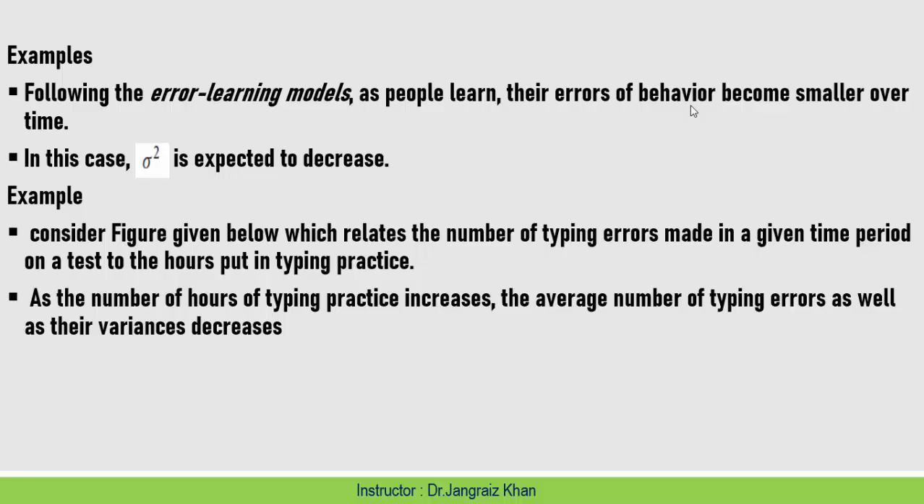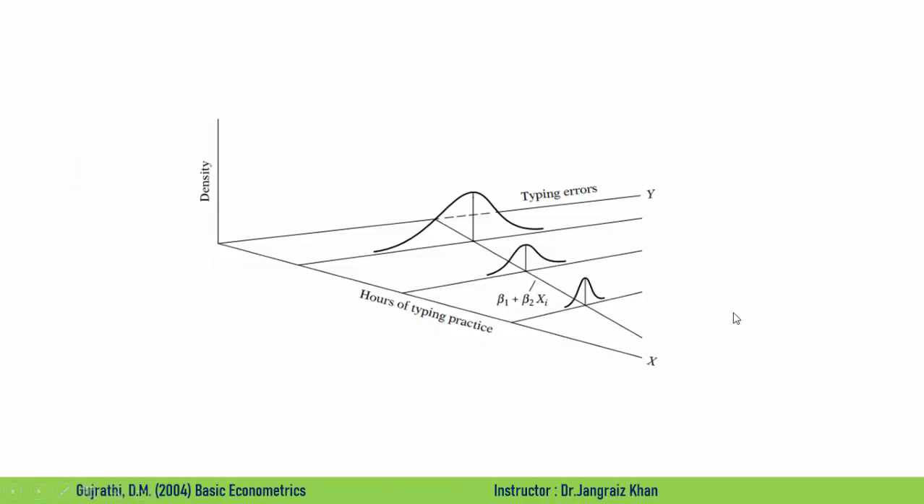Consider this figure, which relates the number of typing errors made in a given time period on a test to the hours put in typing practice. As the number of hours of typing practice increases, the average number of typing errors as well as their variance decreases. We see here that as the hours of typing increase, we see a fall in the errors.